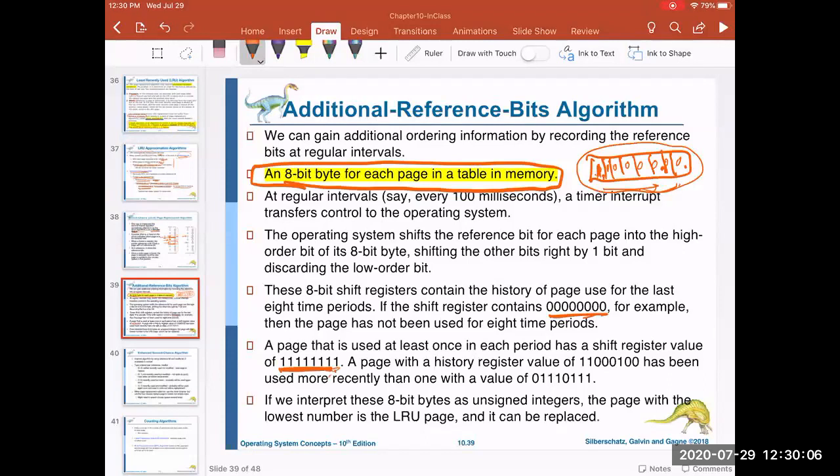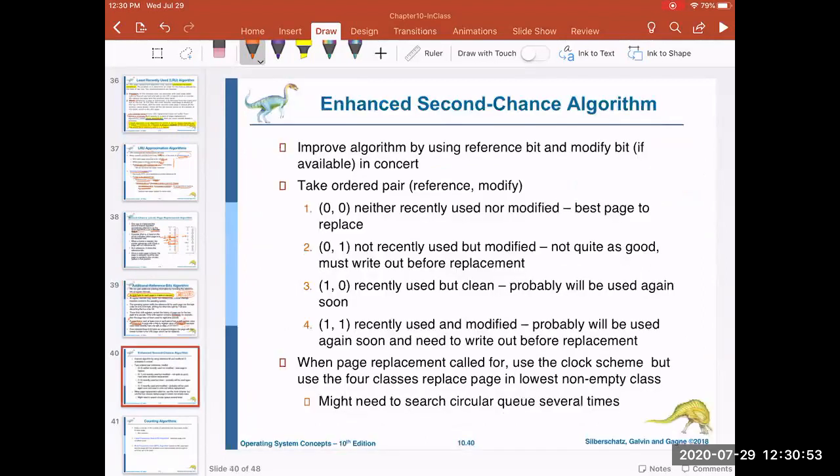So, an 8-bit register. If all are 1, it means that within the last 8 cycles, this has been used each time. So this value is higher than this value. Let us suppose one page with this value, and another page with this value. Which one has the lowest number of references? This is page B and this is page A. Which one has the lowest number of references? B. So B becomes our next victim. This is another algorithm which has additional reference bits to identify the page frame.